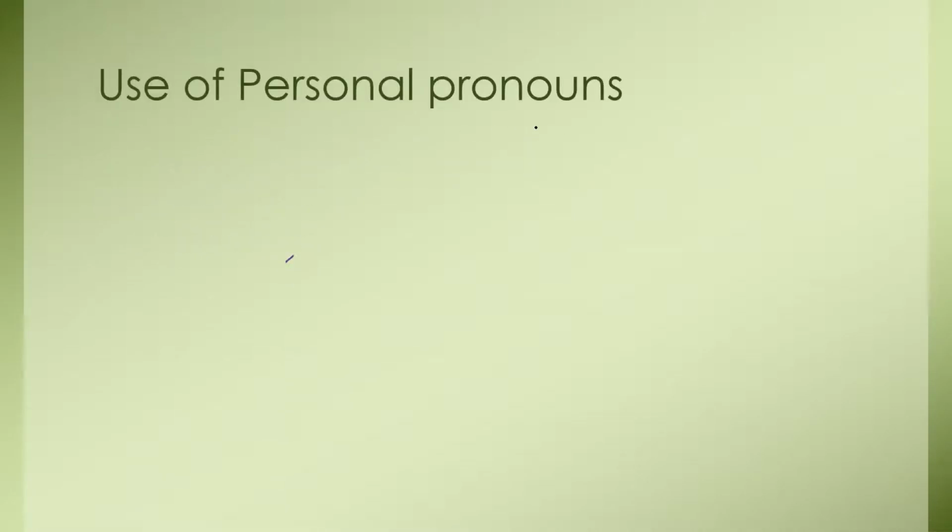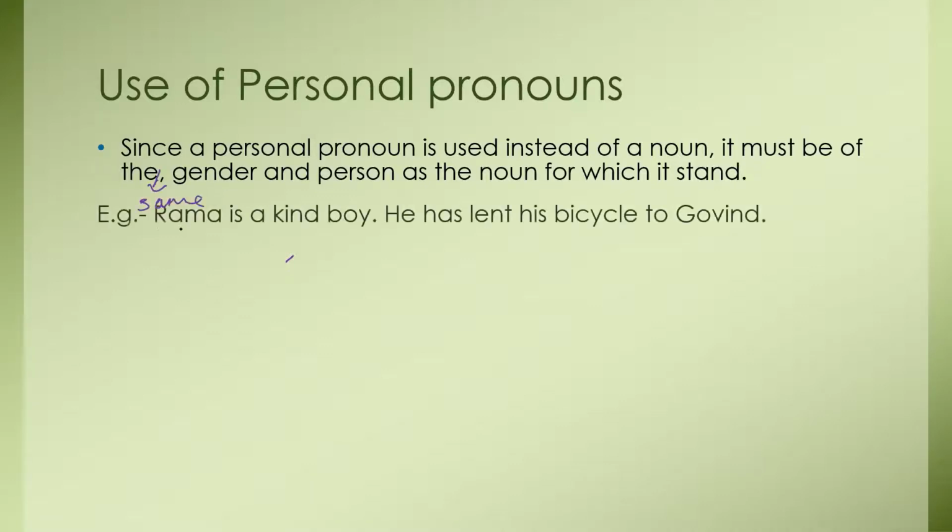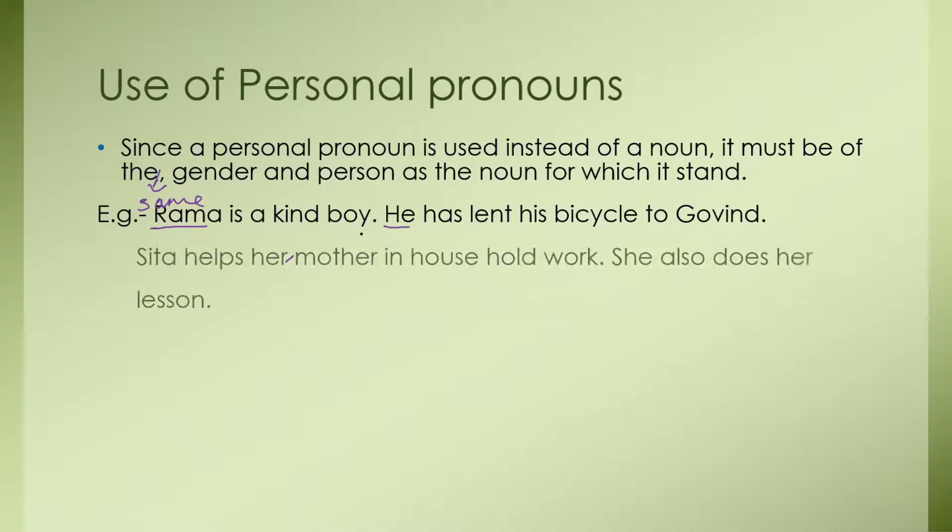Use of personal pronouns. Since a personal pronoun is used instead of a noun, it must be of the same gender and person as the noun for which it stands. Here it is seen. Example: Rama is a kind boy. He has lent his bicycle to Govind. Here, Rama is masculine and singular. Hence, we use a singular masculine pronoun, which is he. Sita helps her mother in household work. She also does her lesson.